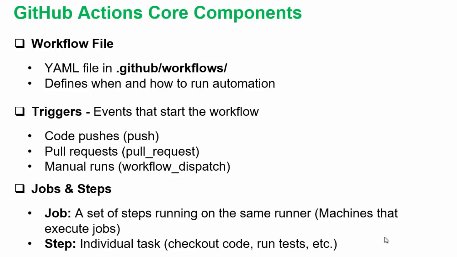And a step is basically an individual task. You need to perform the checkout of the code. You need to run the tests. These are basically steps. One or more steps are inside the job. These jobs are orchestrated by the workflow. So that is the high-level overall structure in the case of GitHub Actions.